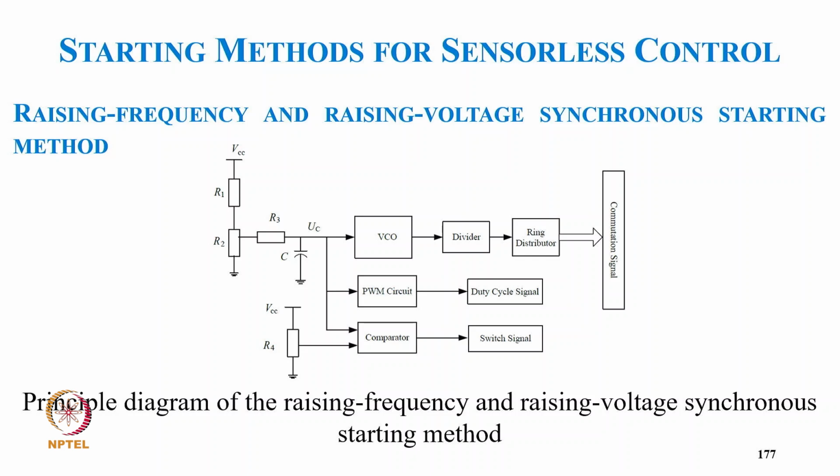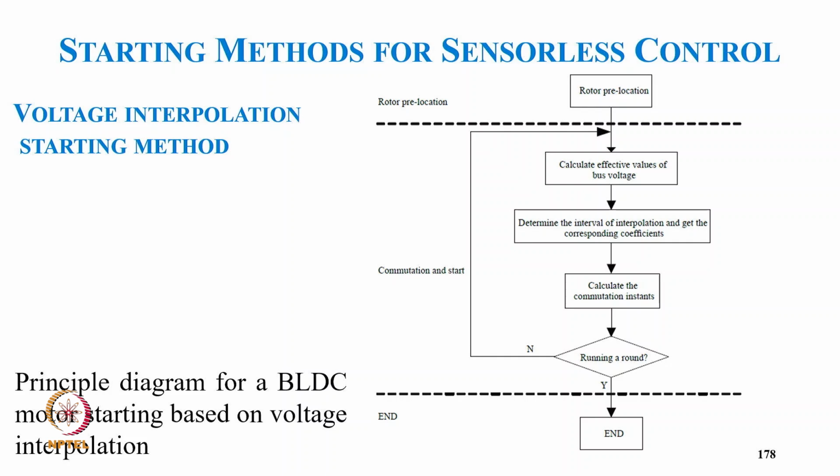So raising frequency and raising voltage in the synchronous starting method. As you can see, we get from the VCO, divider and ring counter, and we get the duty cycle PWM control as well as the switch signal from the comparator to the phase diagram for the raising frequency, raising voltage synchronous starting method, and this is the voltage interpolation starting method.